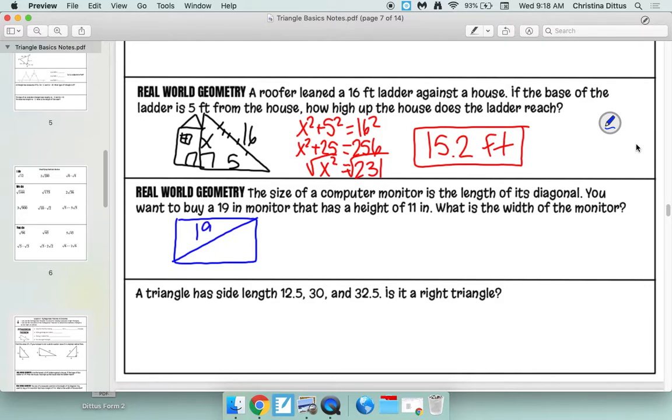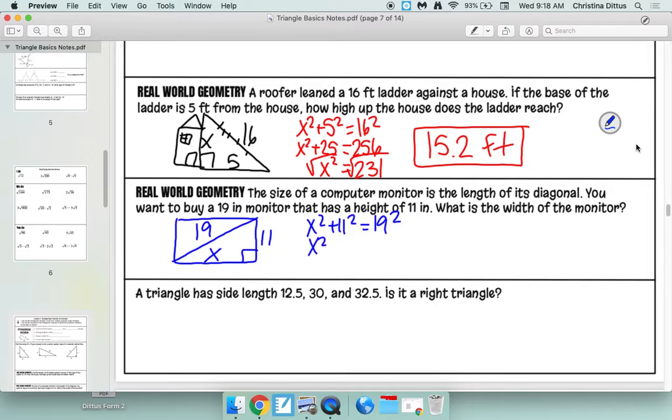Alright, our diagonal is a 19-inch. The height is 11. I want to know what the width is. Set up my Pythagorean theorem: x squared plus 11 squared equals 19 squared. Beautiful.